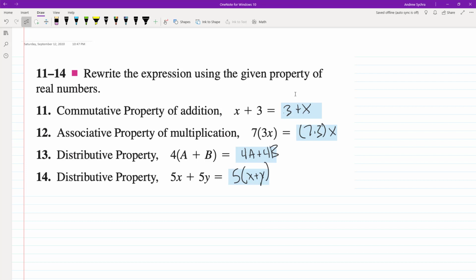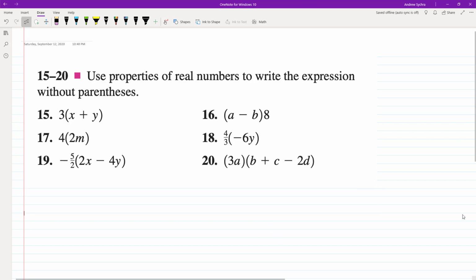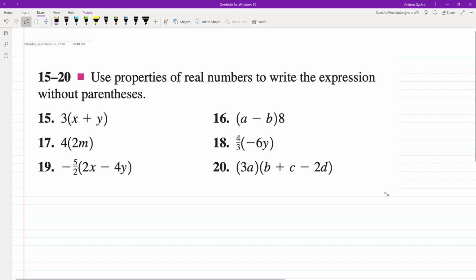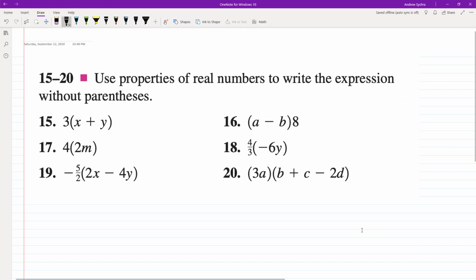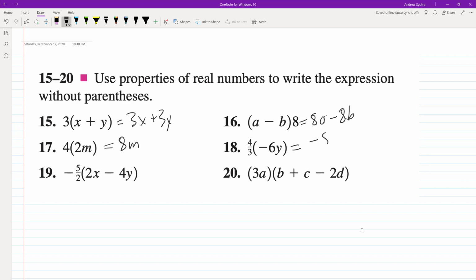That's it. Okay. So we're going to use the properties to write the expressions without parentheses. So starting off with 15, distribute the 3, so we end up with 3x plus 3y. 16, we end up with 8a minus 8b. 17, we end up with 8m. And then here we can multiply by 4 and negative 6. We get negative 24. Divided by 3 is negative 8. So we get negative 8y for here.